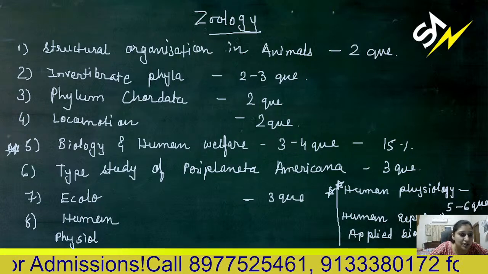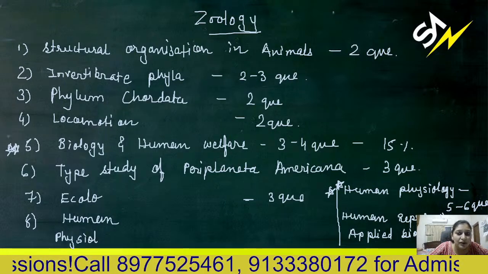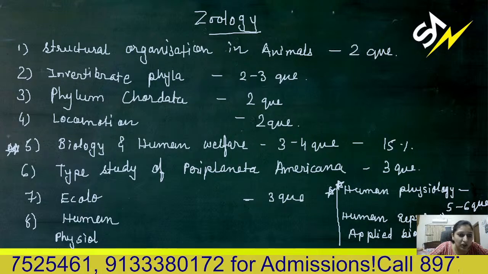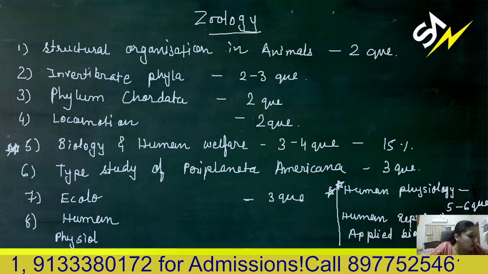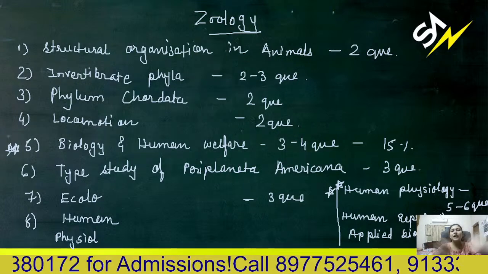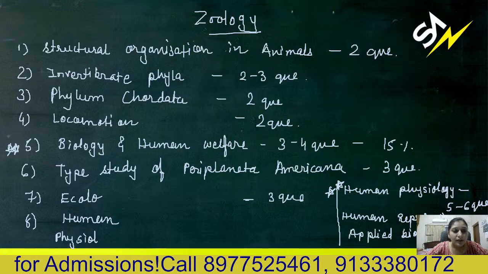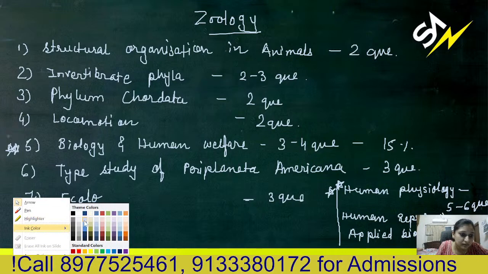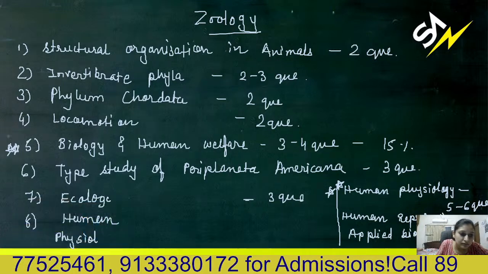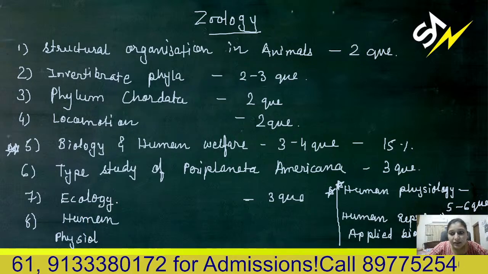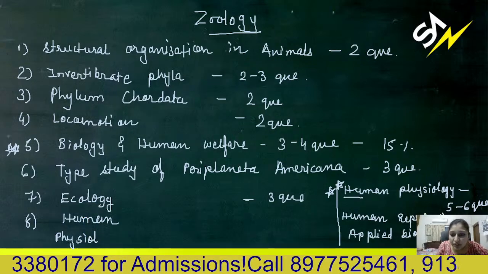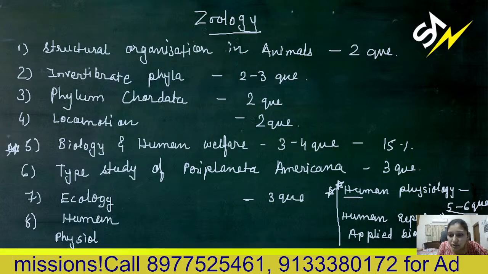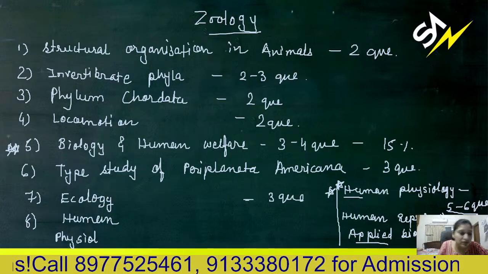Locomotion, 2 questions. Biology and human welfare, 15% weightage of that chapter that you need. Then type study of Periplaneta americana, cockroach, very important for EAMCET as well. Then ecology, three questions. Human physiology, you can check over here. Human physiology, 5 to 6 questions. Human reproduction, 3 questions. Applied biology, 2 questions.